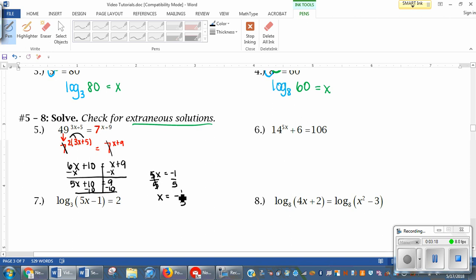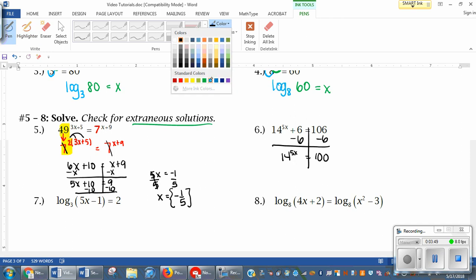And in this case, it should work. And you guys can do the checking part on your calculator. Here I'm going to subtract 6. Now this one's a little bit different. The last one we were able to turn 49 into 7 to make the bases the same. But 14 can't become 100, so actually what we're going to do is use our log.